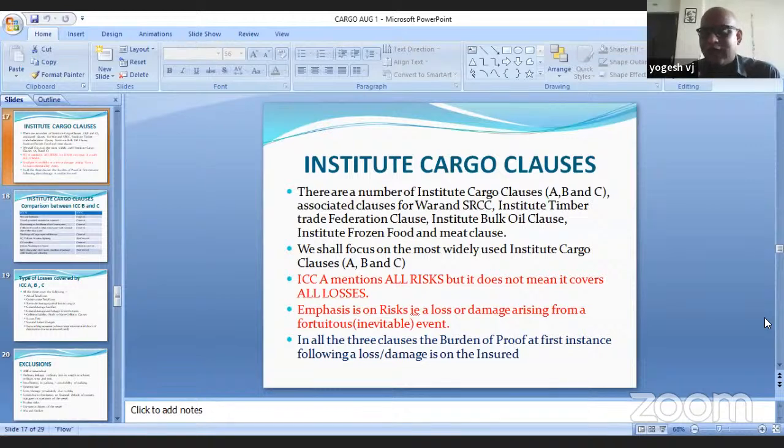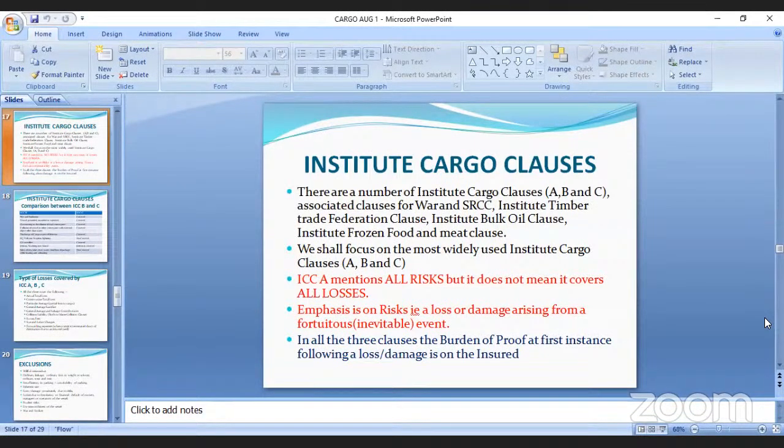हम लोग को prove कर रहे हैं. I mean, the insured has to prove that this loss occurred because of something that is covered under the policy. Okay.